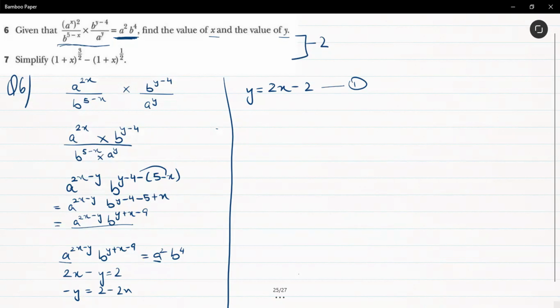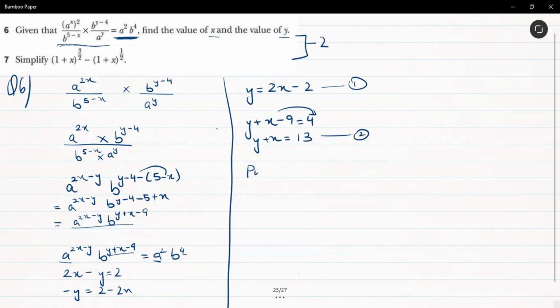The second equation is when we equate the power of b. So we can say y plus x minus 9 is equal to 4. Again, the same process here. Simplify this: y plus x is equal to 9 plus 4. What's 9 plus 4? It's 13. This is our equation 2.